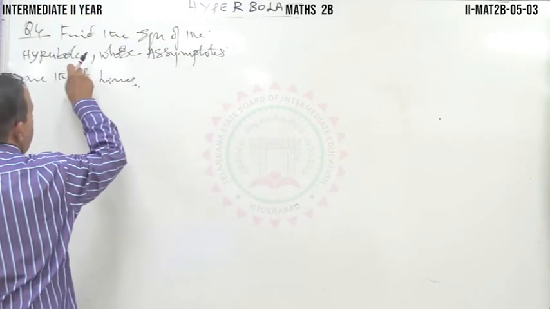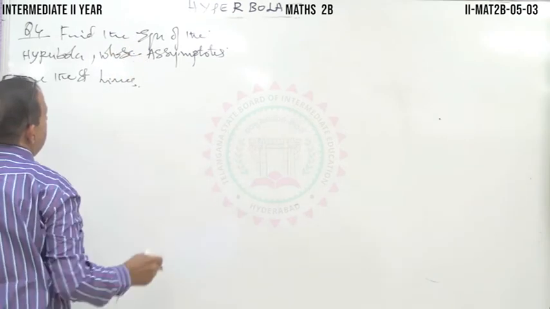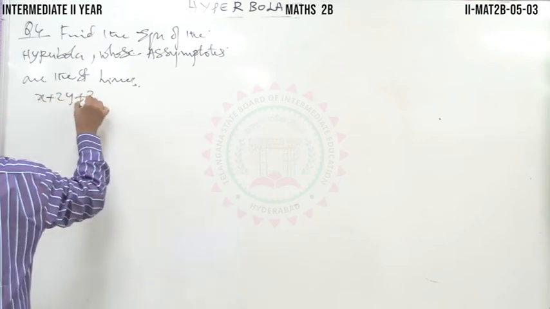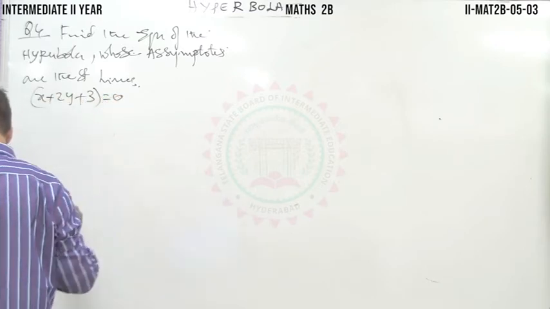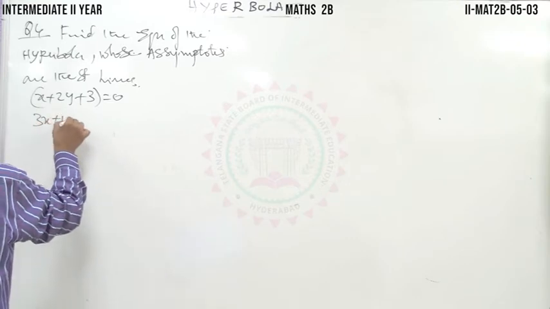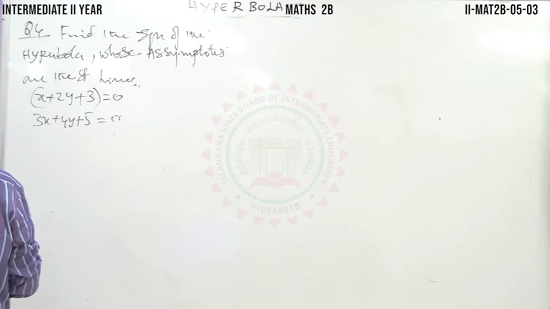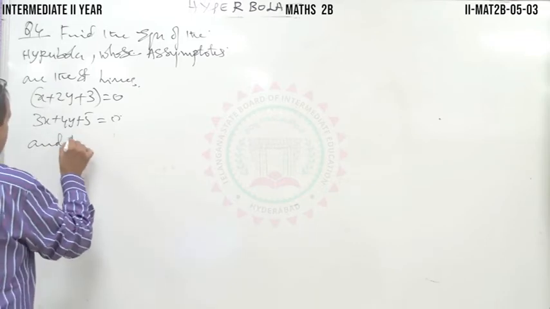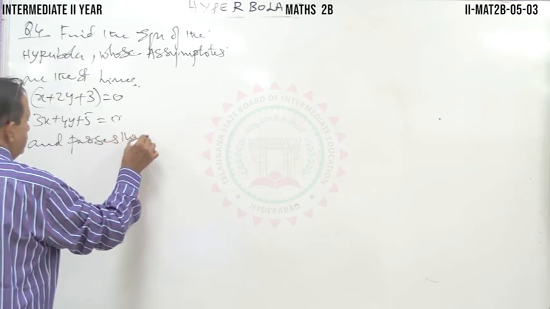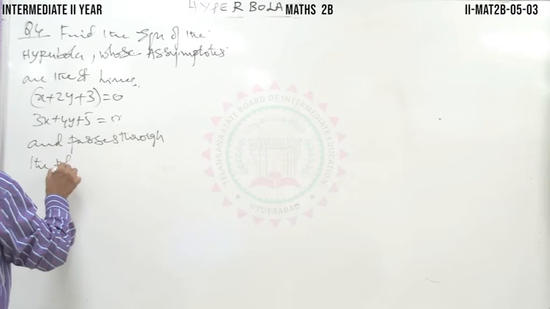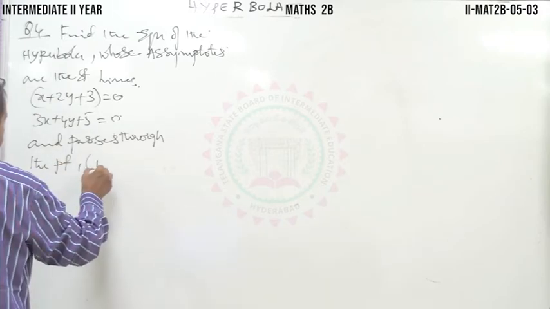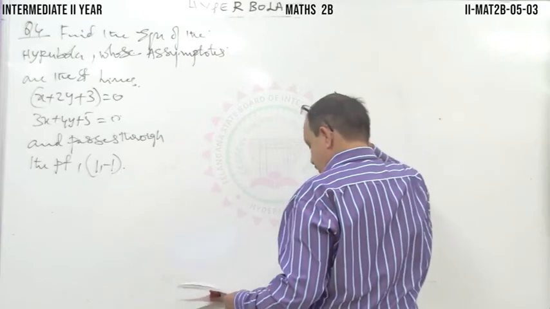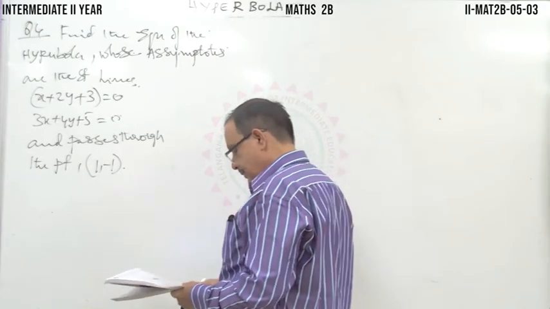Find the equation of the hyperbola whose asymptotes are the straight lines given to us, x plus 2y plus 3 is equal to 0 and 3x plus 4y plus 5 is equal to 0, and this hyperbola also passes through the point 1 comma minus 1. So we need to find the hyperbola which passes through the point, and also the asymptotes are given to us.